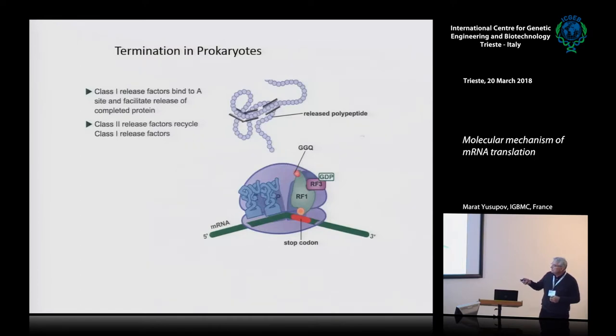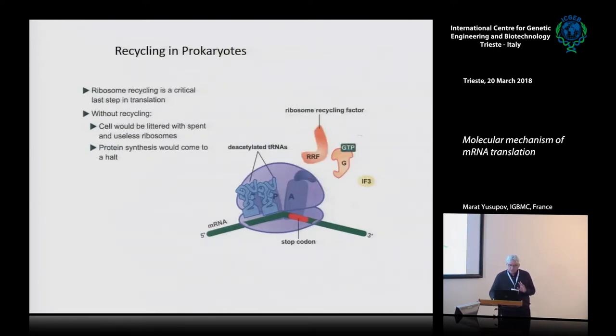And this release factor has two important places, one for recognition of the specific codon, and another for release of the protein from the peptidyl-tRNA. So after interaction of this protein, we have release. Actually, there are two proteins involved in this in the prokaryotic system. I'm not going to stop on this. This is the classical view.